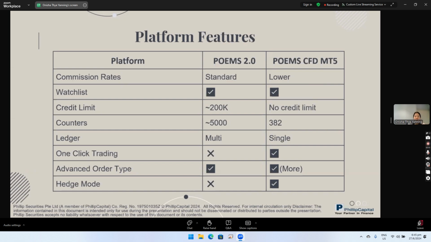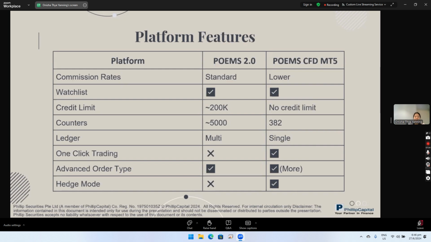Okay, ledger-wise, Poems is multi-ledger while MT5 is single. So what's the difference and how do we maintain the ledger? For multi, we maintain your currency in different ledgers. Let's say, for example, Sing dollar, USD, Malaysian ringgit, and Japanese yen. But for single, which is in MT5, we do not have different ledgers.